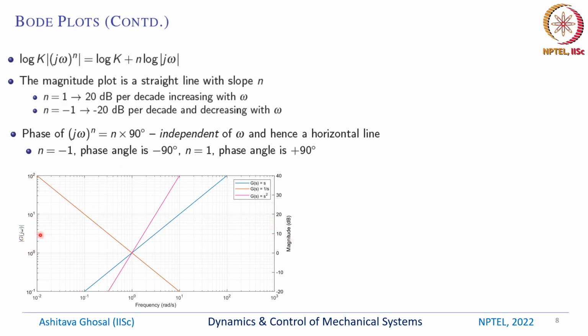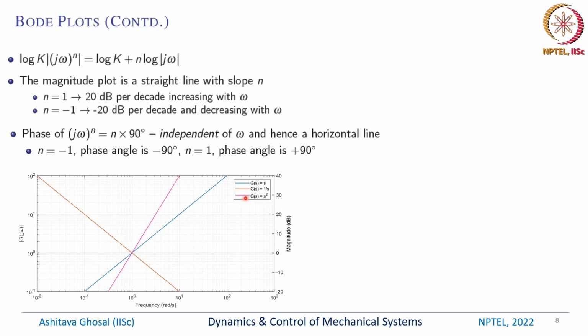So we can plot the magnitude of G of j omega. If it is s, which means n is plus 1, then we get a plot in which the slope is increasing by 20 dB per decade. You can see from 10 to the power minus 1 to 10 to the power 0, this is 1 decade, and it goes from minus 20 to 0. So the slope is increasing at 20 dB per decade.